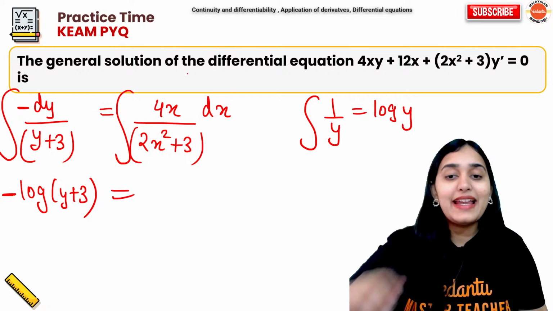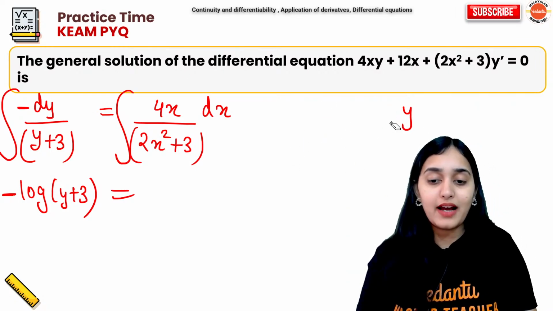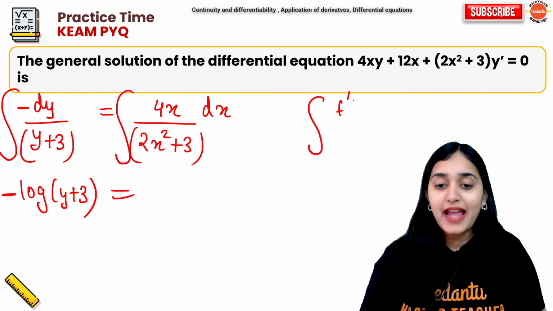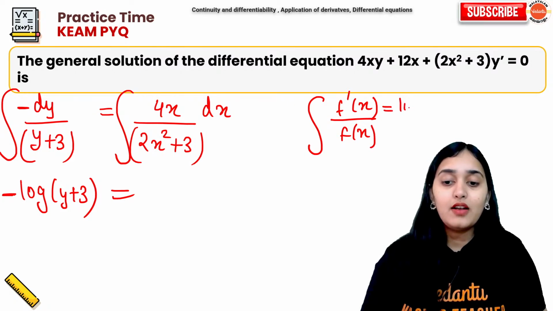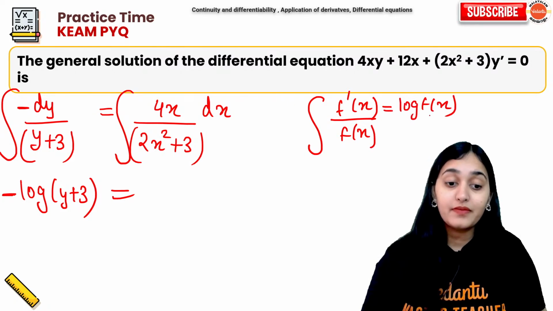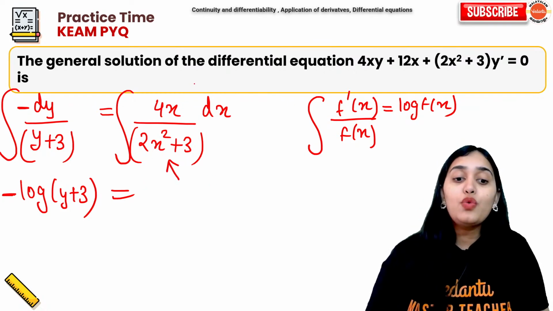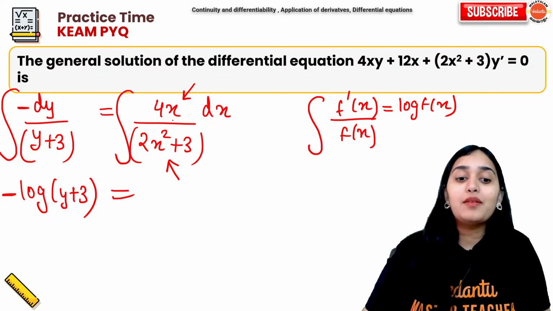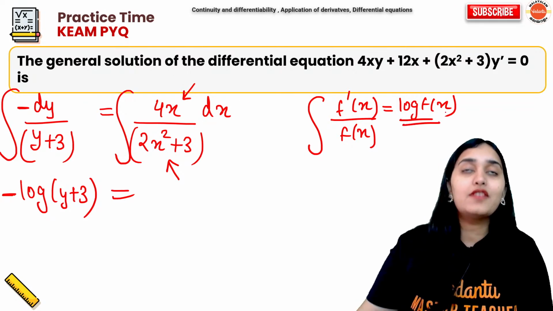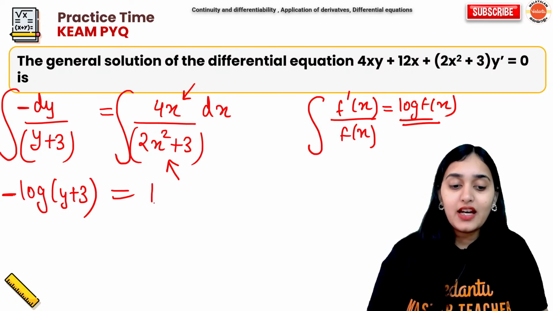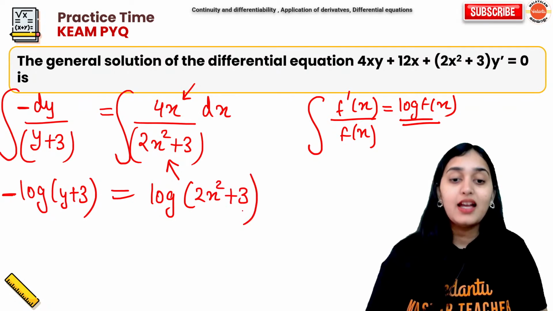Now on the right hand side, what will happen? We will use a formula. What is the formula? Integration of f dash x upon f of x is log fx. That means if you differentiate the denominator, you are getting numerator. That means when you integrate it, you will get log of fx. So here you will get log of 2x square plus 3.